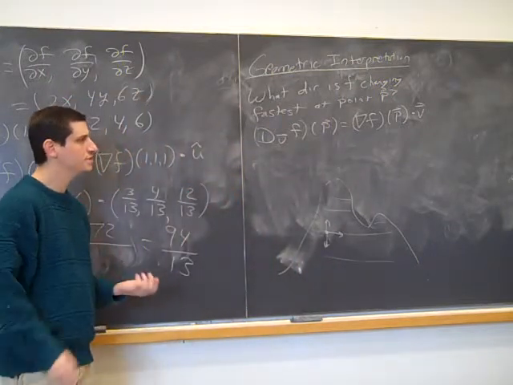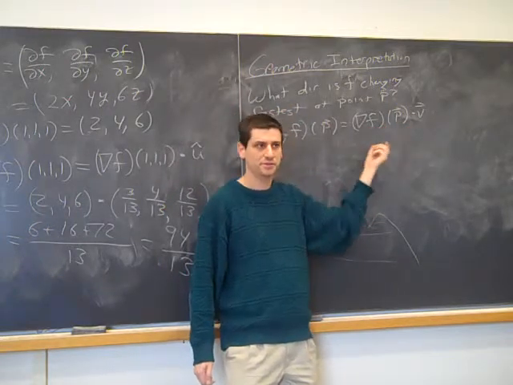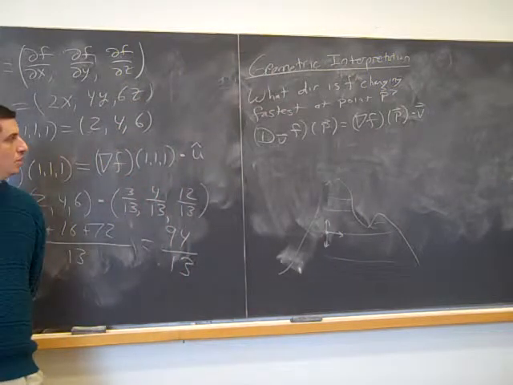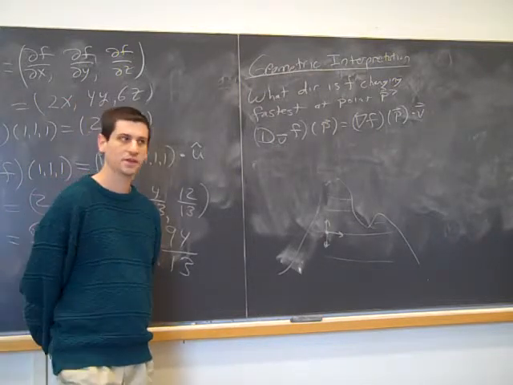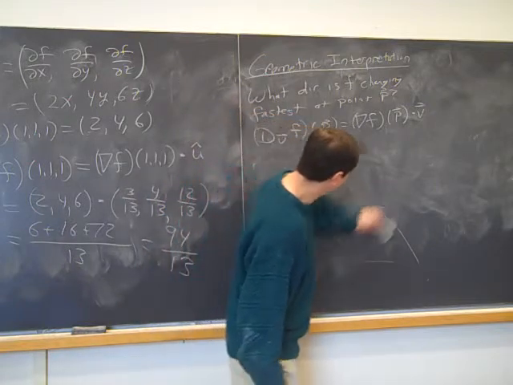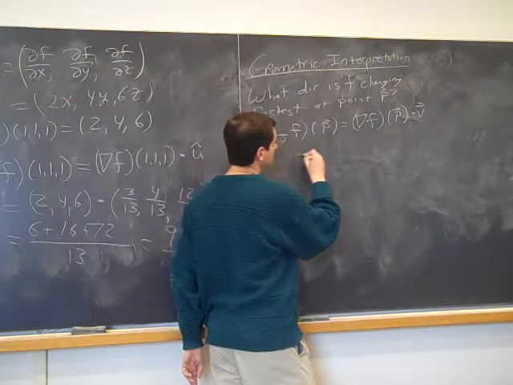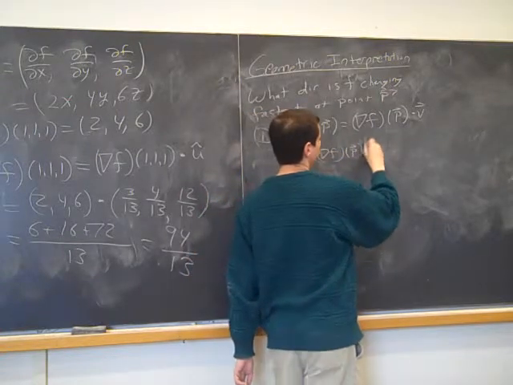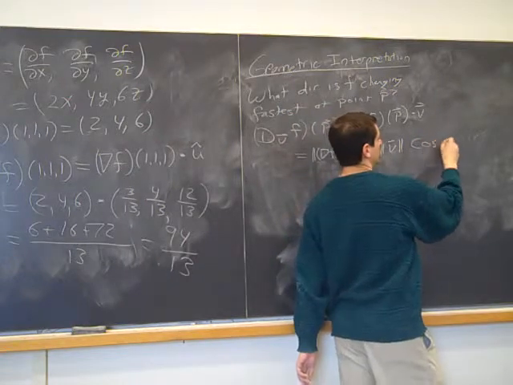Anybody give me any thoughts about what direction I should move to make this as large as possible? The gradient is largest. Well, the gradient is fixed. So I need a choice for v. Because we're a little bit behind, since I had to run to my office because of mechanical issues, let's just speed up a little bit and say this is equal to the length of the gradient of f at P times the length of v times the cosine of the angle.